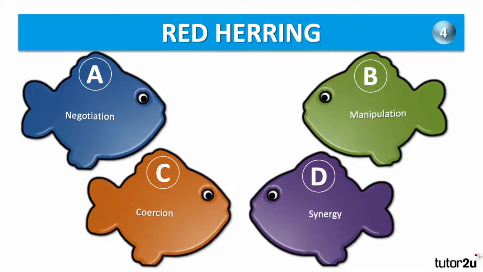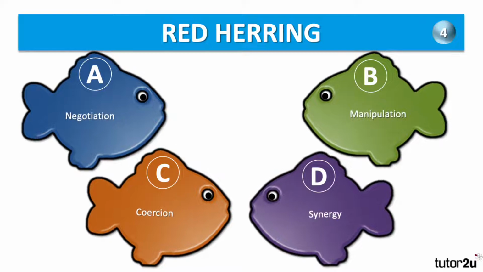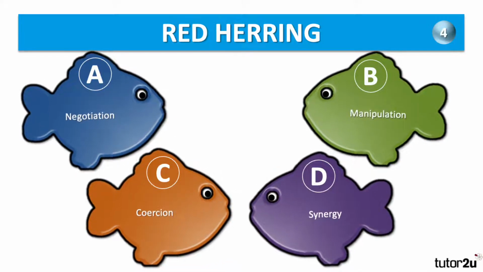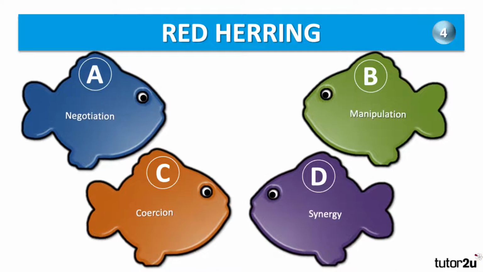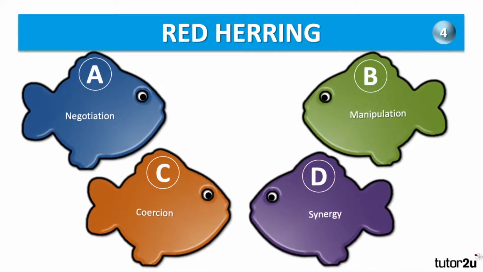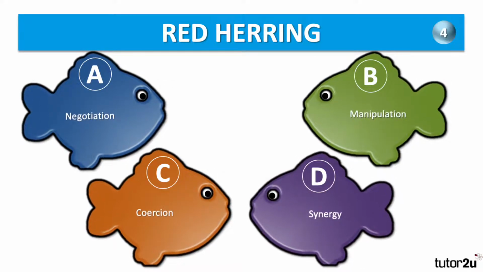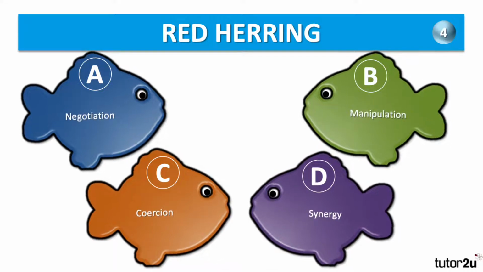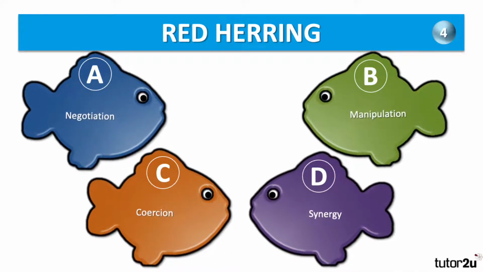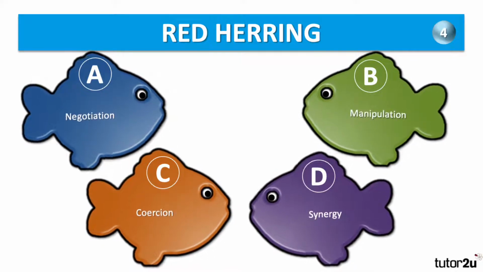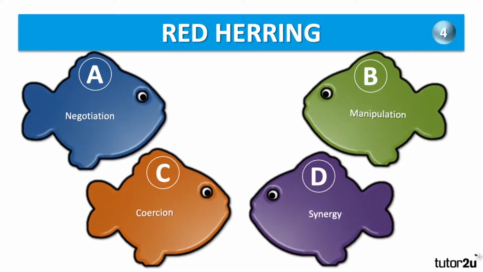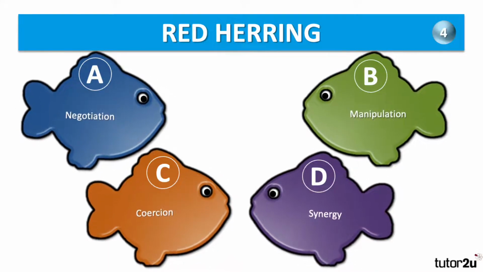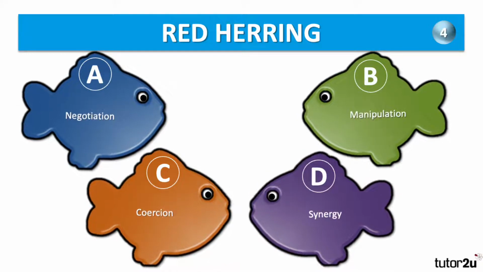So we've got negotiation, manipulation, coercion, and synergy. One of those is a red herring. It doesn't belong there. Which one is the red herring? What do we think? So three are all linked, but one is incorrect. So we've got synergy, a method of inorganic growth. Synergy is more a benefit of growth, really. Takeovers and mergers, yeah. So we would associate synergy more as a benefit rather than a method.